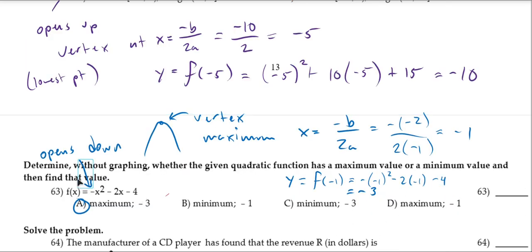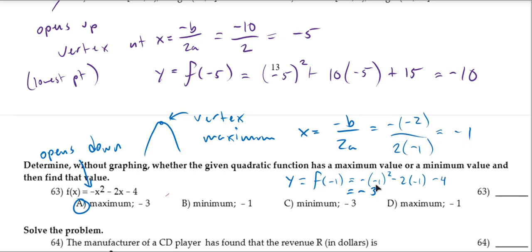63 asks us to determine whether or not this is a min or max and what that min or max is. It's a parabola opening down, and so that means its vertex is its highest point. So our quadratic function will have a maximum at its vertex, and that vertex is at x equals negative b over 2a. So we extract those values. B is negative 2 itself, and a is negative 1. And plugging them in, we find that this works out to be minus 1.